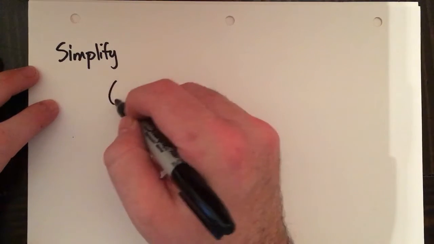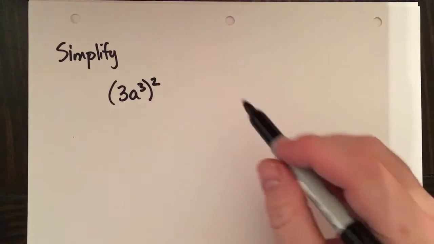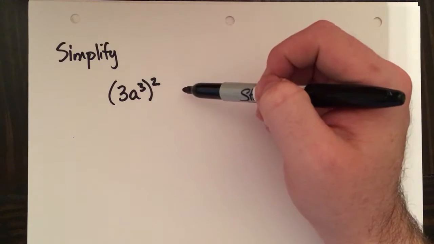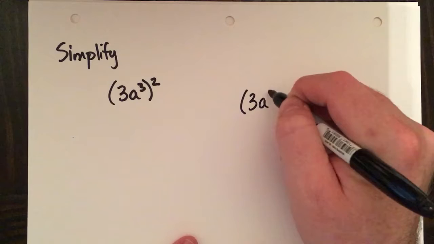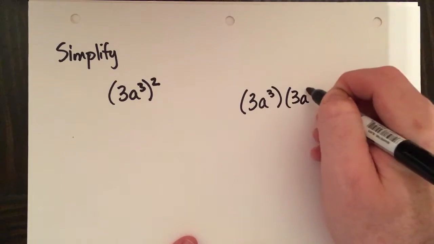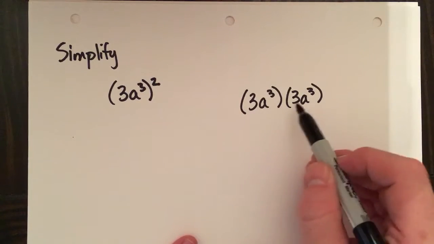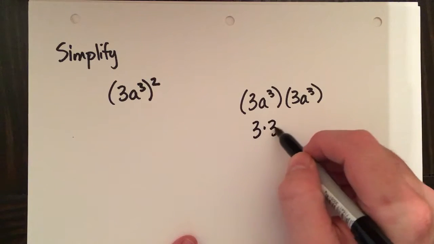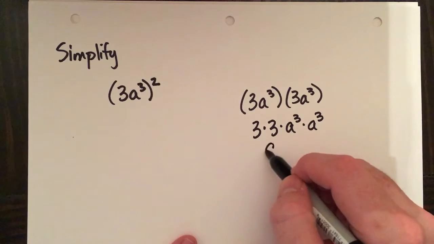What if it said to simplify 3a to the third power to the second power? Okay, so what that means is 3a to the third is a factor 2 times. So if you think about it the long way, that would be 3a to the third times 3a to the third. Well, multiplication is commutative. Since this is all multiplication, we can move it around in any order we want. So we could write this as 3 times 3 times a to the third times a to the third. 3 times 3 is 9.